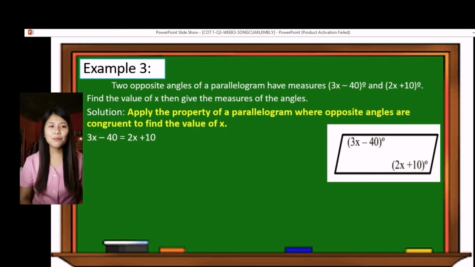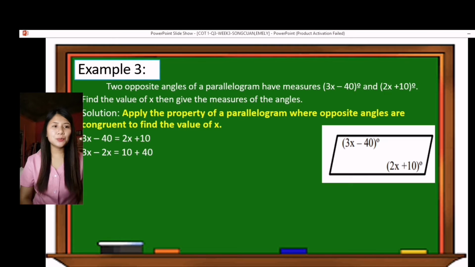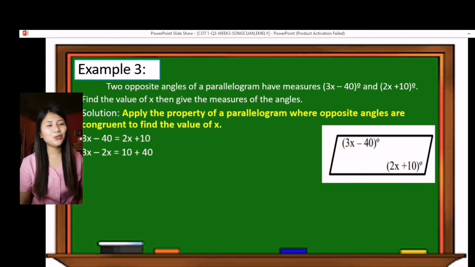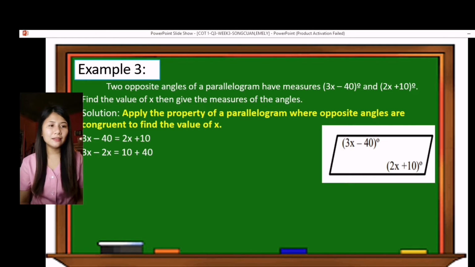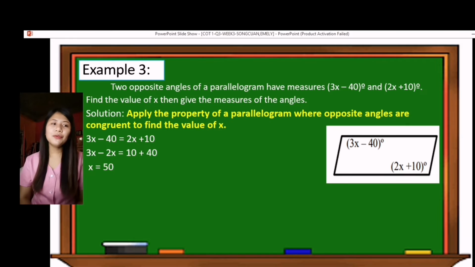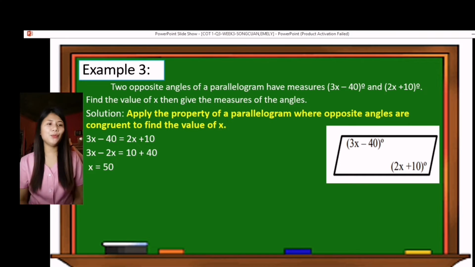Next, let us combine like terms. Transpose 2x to the left side and transpose negative 40 to the right side. Same procedure, we're going to change the sign. So that is 3x minus 2x is equal to 10 plus 40. Next, let us simplify. 3x minus 2x, correct, that is x. And then 10 plus 40, okay, correct. So our value of x now is equal to 50.